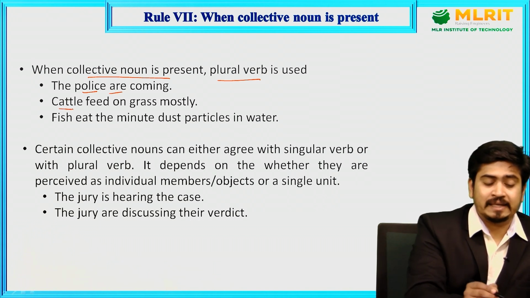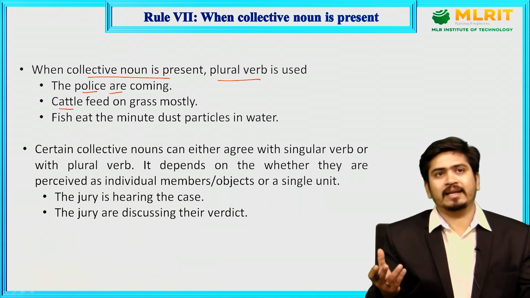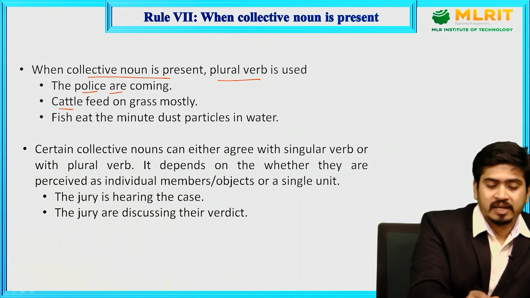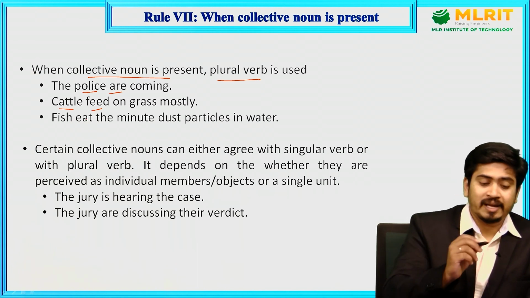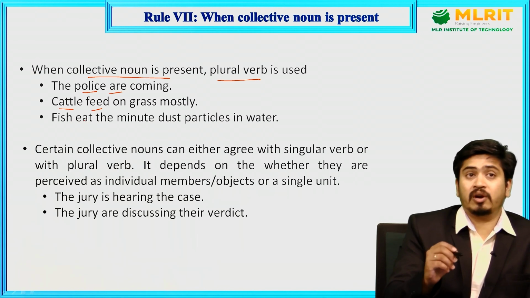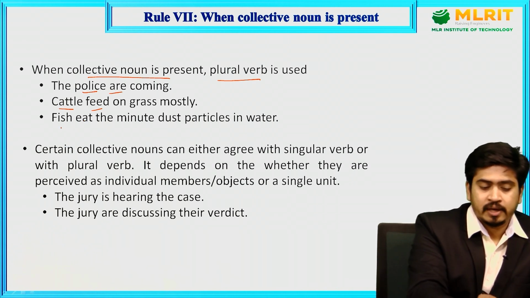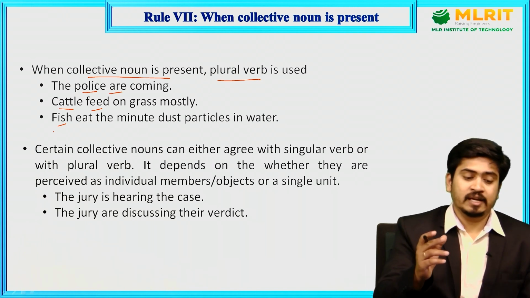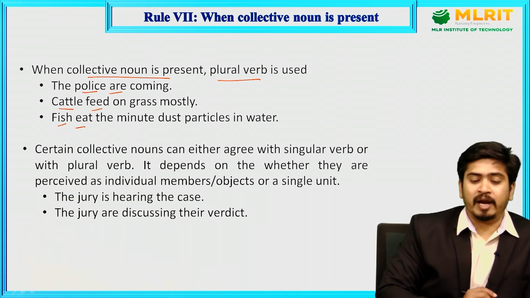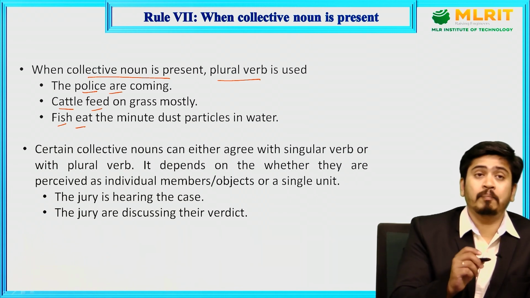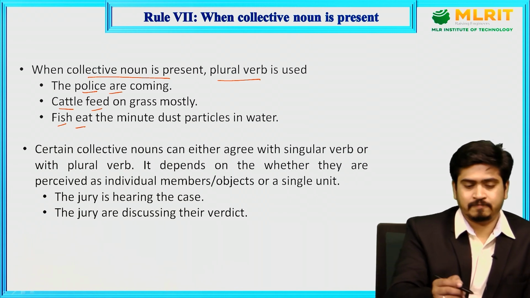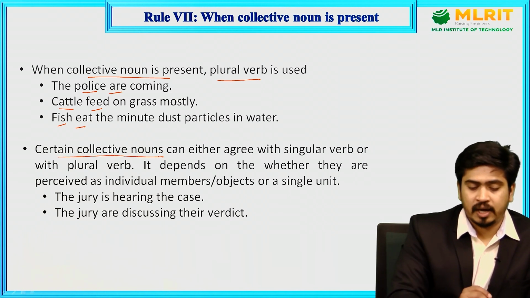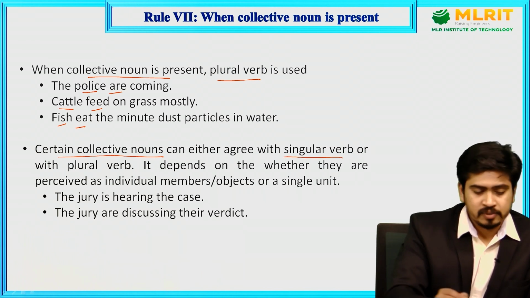Next example, cattle. The plural of cattle is cattle. It's a group of buffaloes and cows together. It's a collective noun. Feed is a plural verb. So cattle feed on grass. You cannot say cattle feeds on grass. It's wrong. Next one, fish. Fish is again plural, when many fish are present. Fish eat the minute dust particles. Eat is a plural verb. You cannot say fish eats. That is correct now.